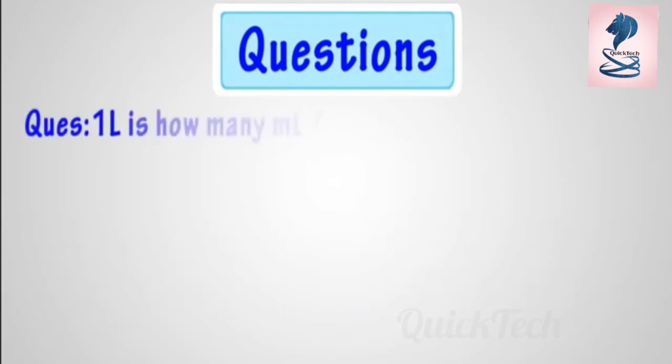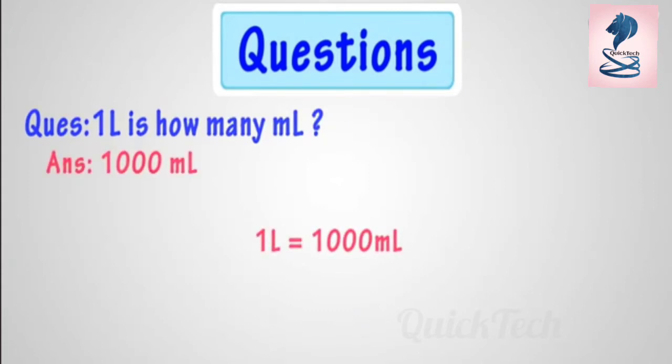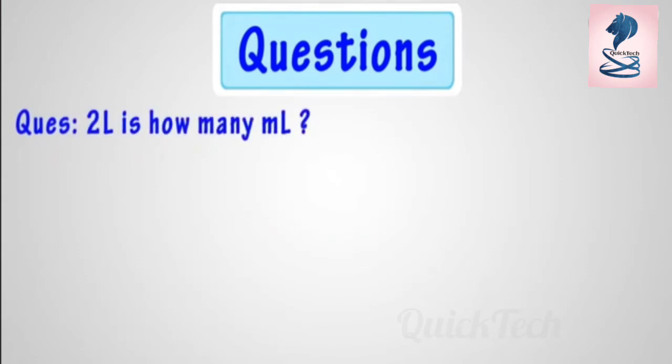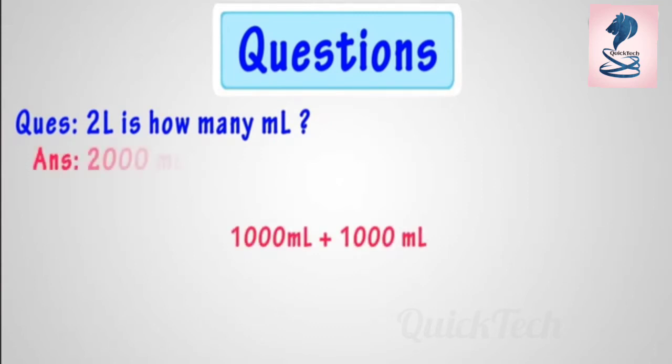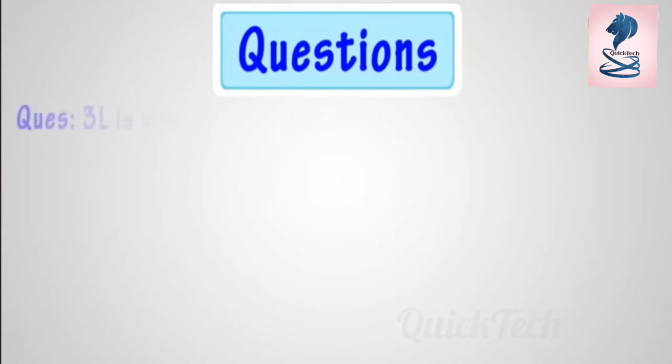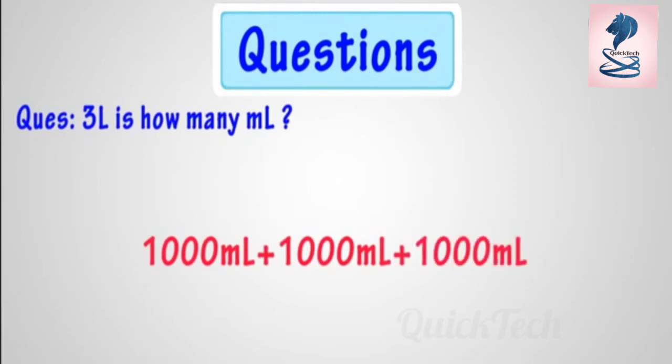1 liter is how many milliliters? It is 1,000 milliliters. 2 liters is how many milliliters? 1,000 milliliters plus 1,000 milliliters equals 2,000 milliliters. 3 liters is how many milliliters? It is 1,000 milliliters plus 1,000 milliliters plus 1,000 milliliters. That is 3,000 milliliters. Good.